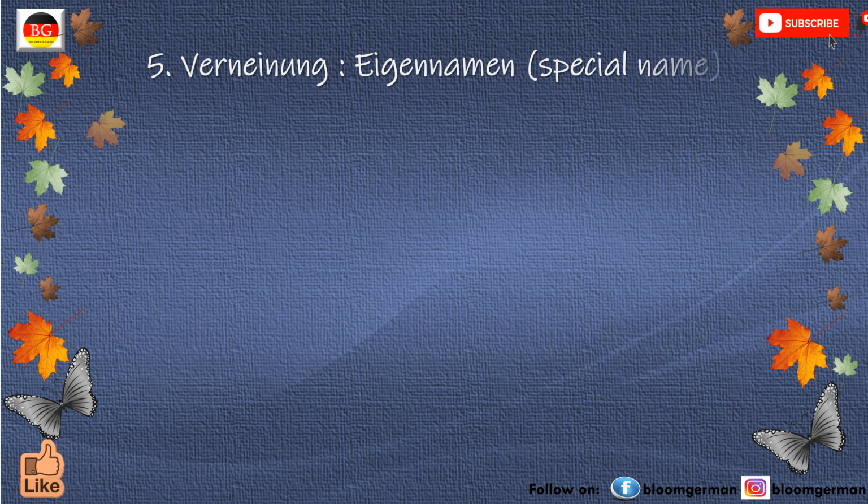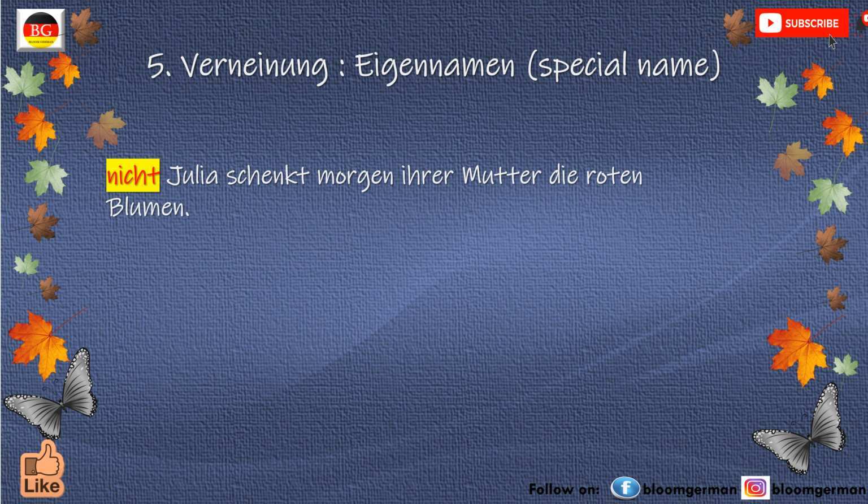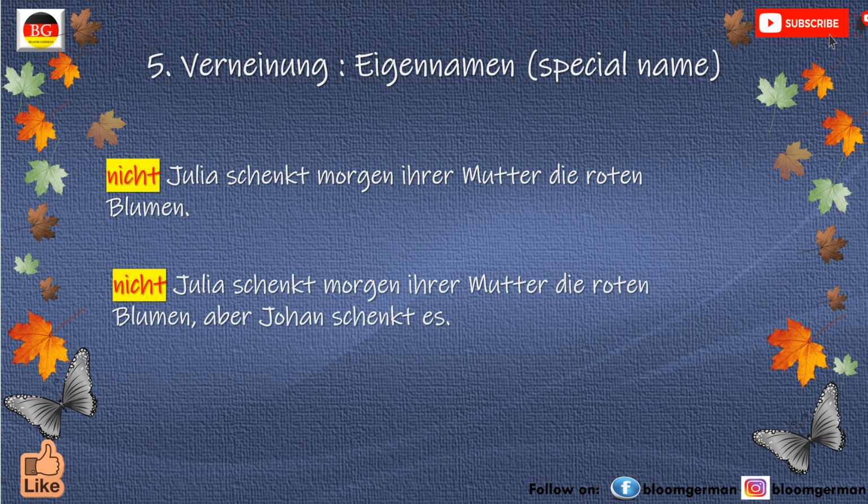Last one is Verneinung, the Eigennamen, special names we have to negate here. Zum Beispiel, nicht Julia schenkt morgen ihrer Mutter die roten Blumen, aber Johann schenkt es.